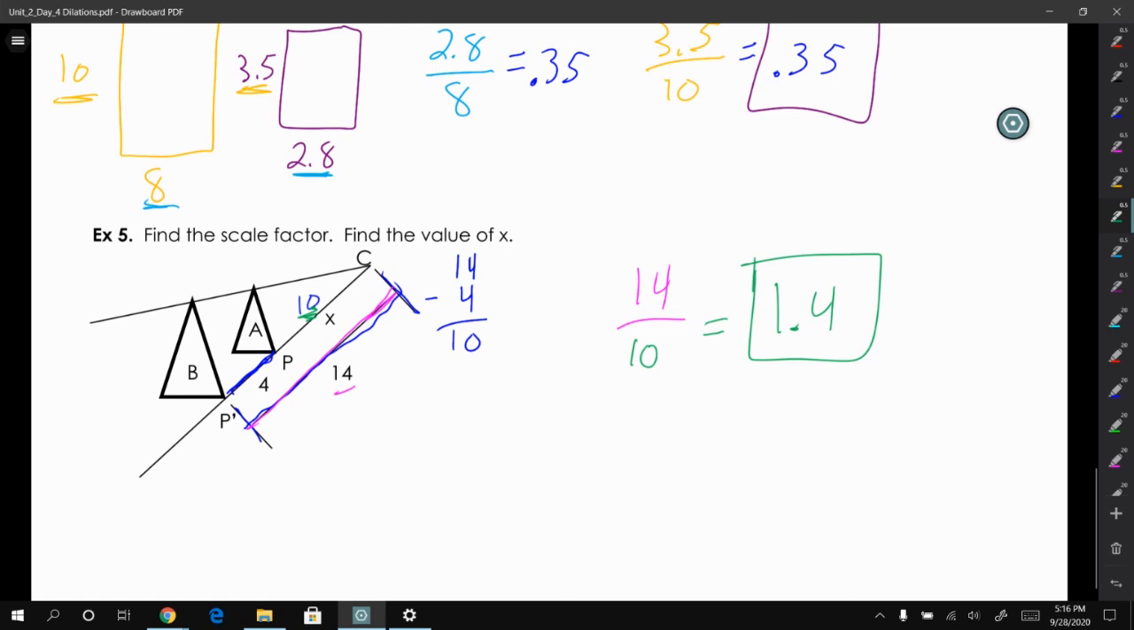Okay, so again, dilations, you're either making the pre-image larger or making the pre-image smaller by a single k factor, a single scale factor that we notate as k. And you multiply everything by that scale factor. So I hope that this is a good introduction. We will talk about this more later.